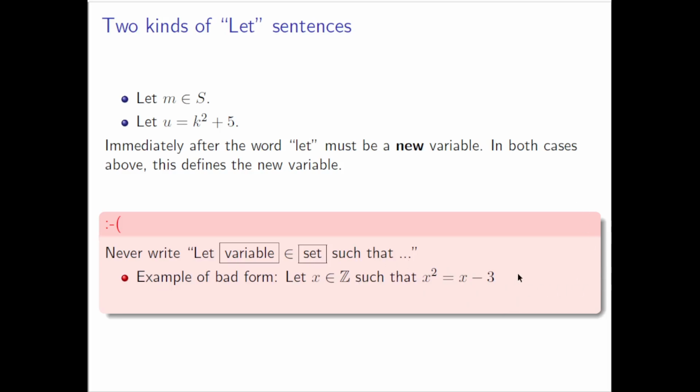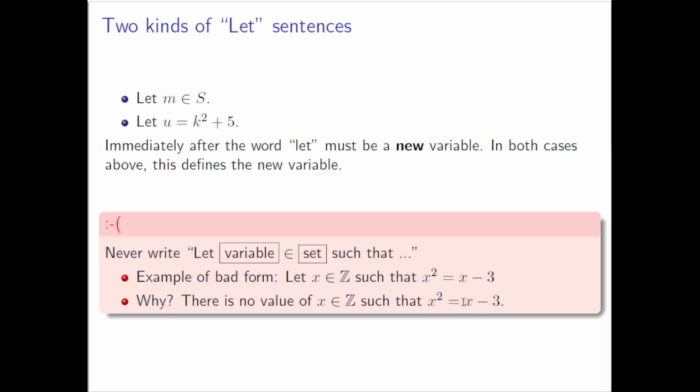If somebody wrote let x in Z such that x squared equals x minus 3, this is problematic. You might say, well, what's wrong with that? Why can't I write that in my proof? Or why can't I write anything else that's grammatically in the same form? Let variable in set such that, and then stuff. This is not good because is there even an x in Z where this is true? If you go through every possible integer, you'll find there's no case of an integer squared equaling that integer minus 3. It just doesn't happen.